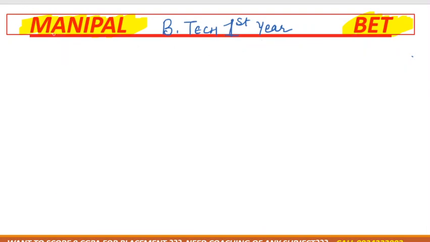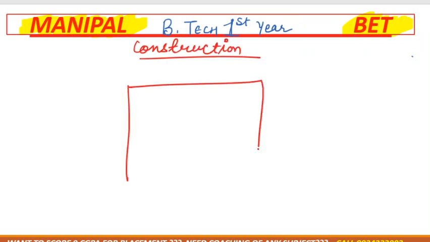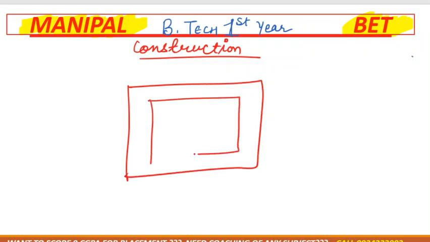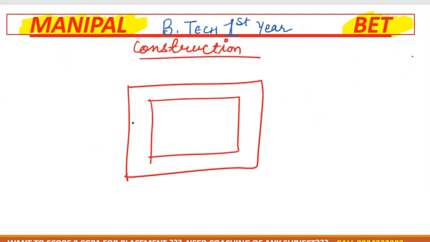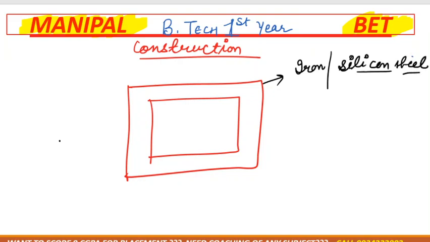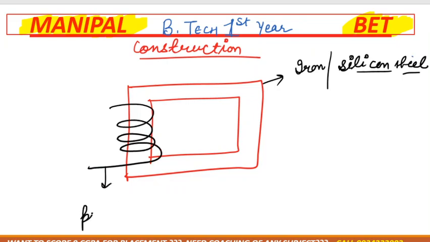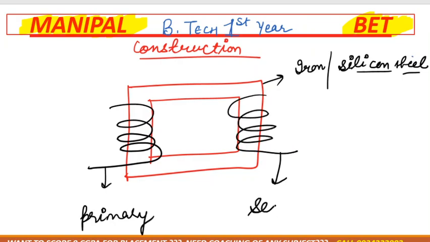Now see how the transformer looks. The rectifier converts AC to DC, which you must have studied in B. The transformer basically decreases the voltage. So how does it look? In this we'll have a transformer core material. Generally we use iron material, or we can use silicon steel material. Silicon steel is more preferable, but it is costly. And we have windings. This one is the primary side, and this one is the secondary.